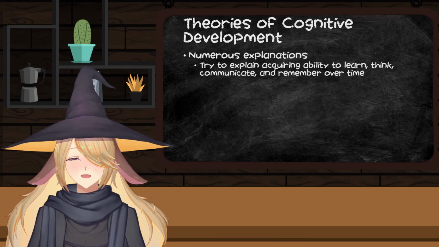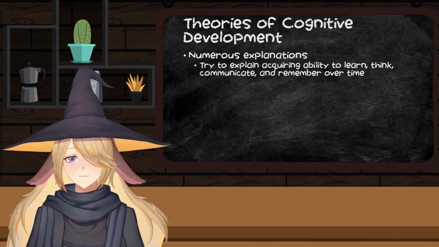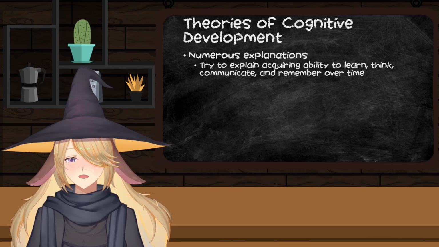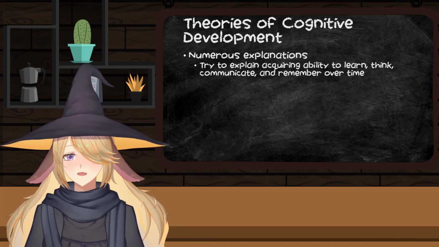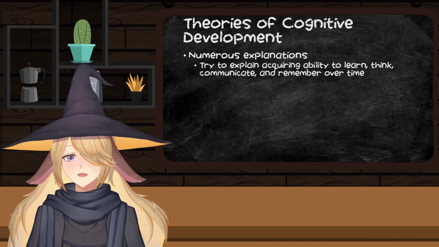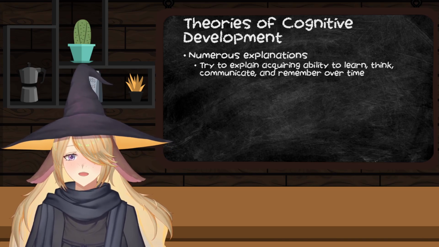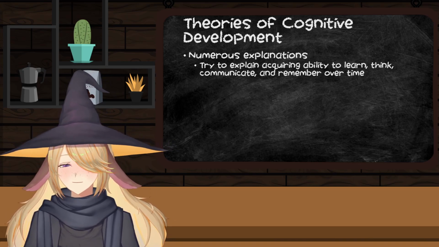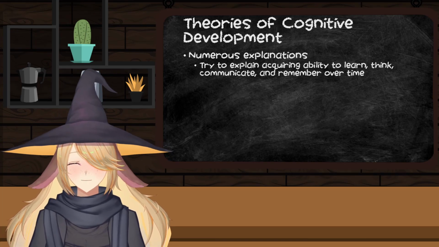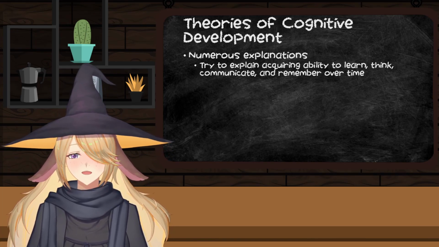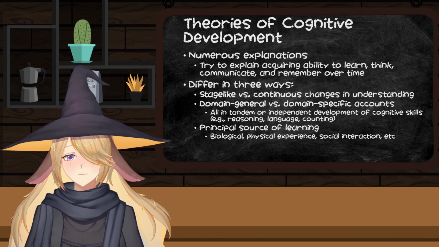So how do we explain cognitive development? It's hard. There have been many attempts to explain how people acquire abilities to learn, to think, to communicate, and remember. We've talked about language, cognition, and memory in particular already in this course. Those were already complicated, and then you add time. That's really the core complication in developmental psychology: you're taking things that are already very nuanced, with a lot of room for gray area, and making them even more complicated by adding time. And yet, many people have tried.